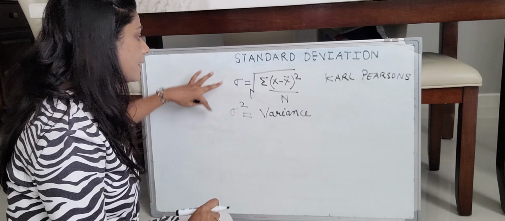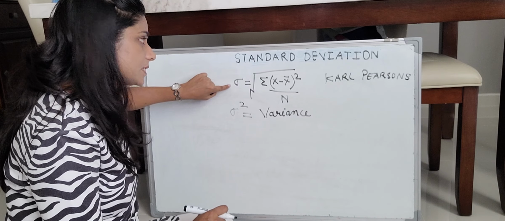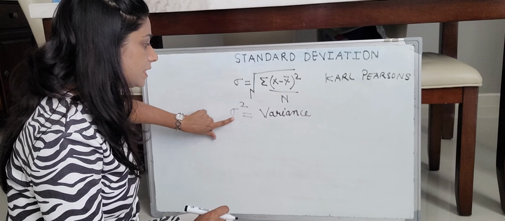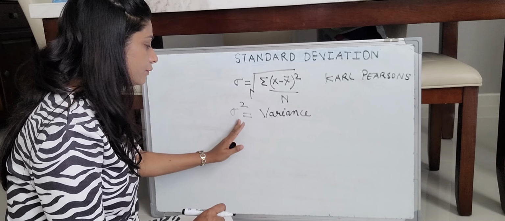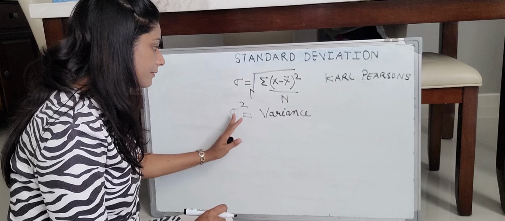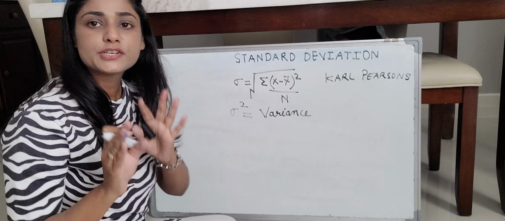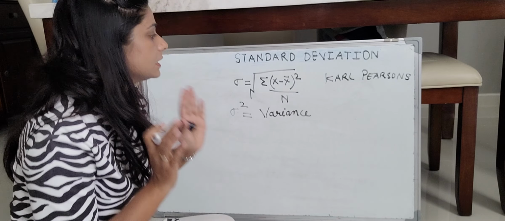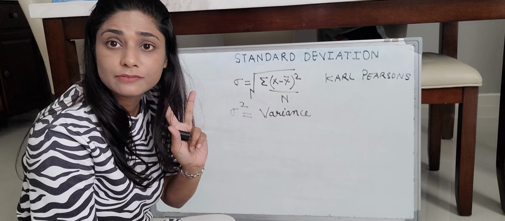Got it? So there are two topics covered in this video. The first one is standard deviation and the second one is variance. If we take the square of the standard deviation sigma, this is called variance. Now come to the calculation of the standard deviation. See, there are two types of data. The first one is ungrouped data and the second one is grouped data.